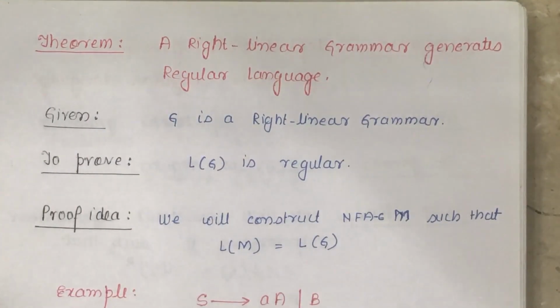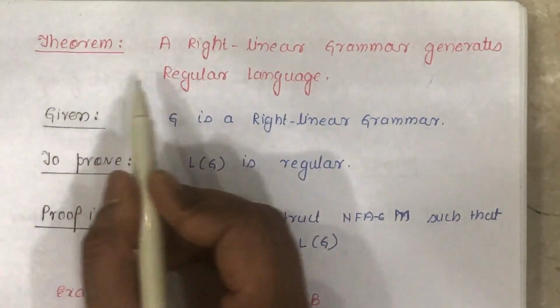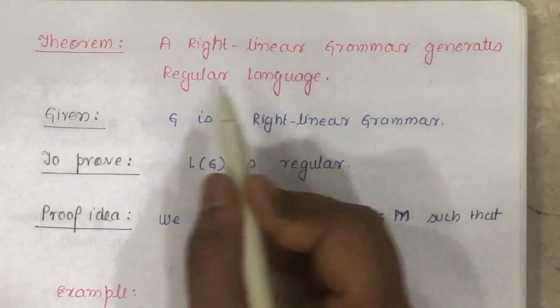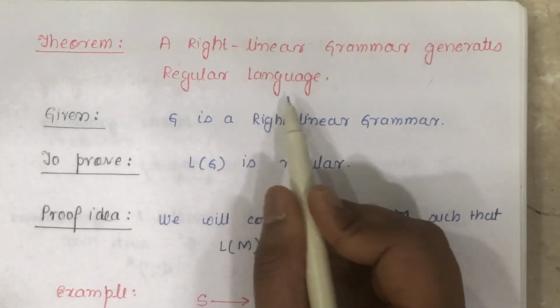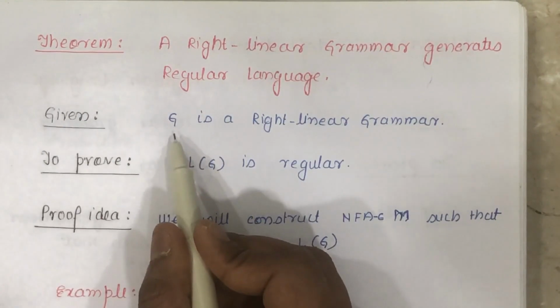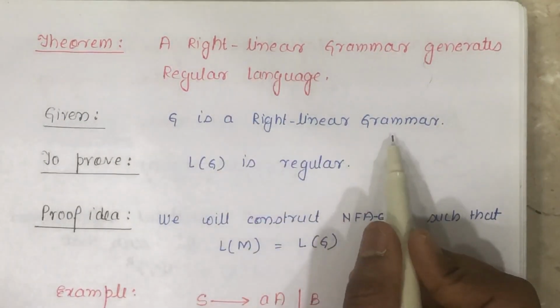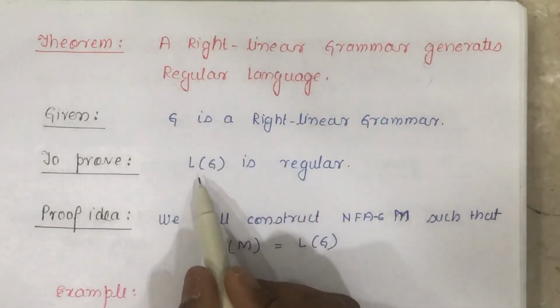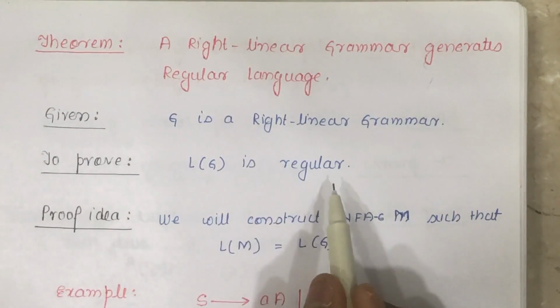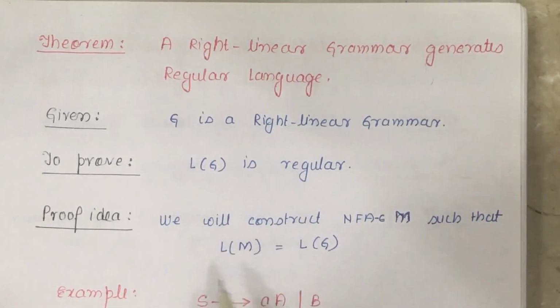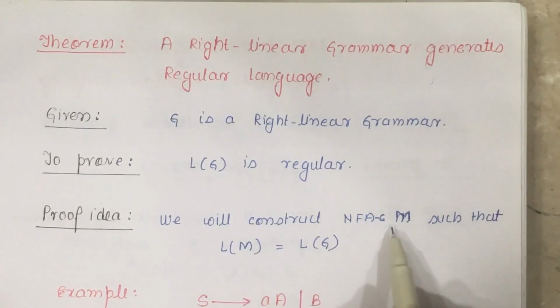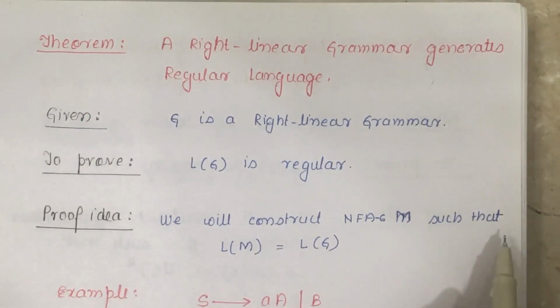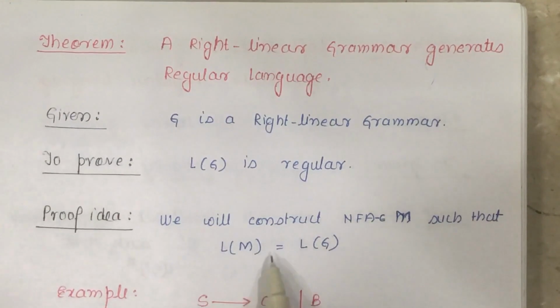Now we'll see the proof idea of a theorem. The theorem is: a right linear grammar generates a regular language. So here given is a grammar G, and G is right linear grammar, and we need to prove that the language produced by this grammar, that is L(G), is regular. The proof idea is that we'll construct an NFA with null moves, capital M, such that the language produced by this automaton and the language produced by this grammar are equal.